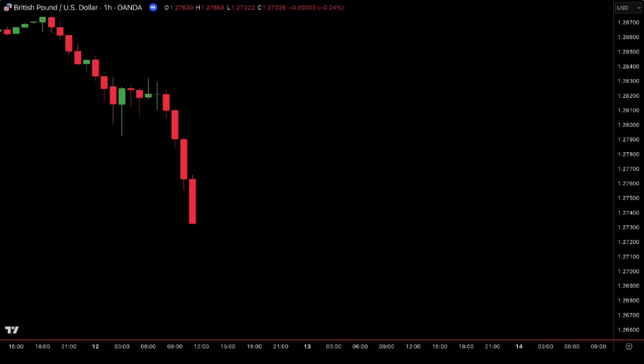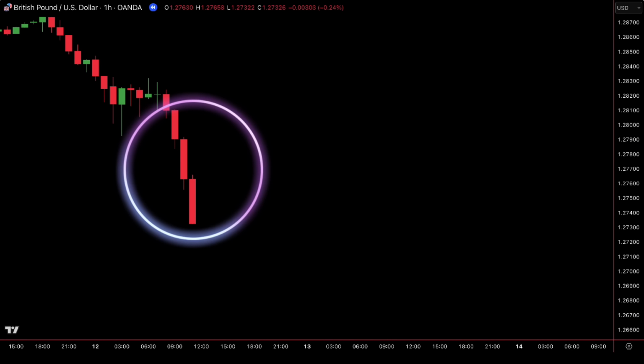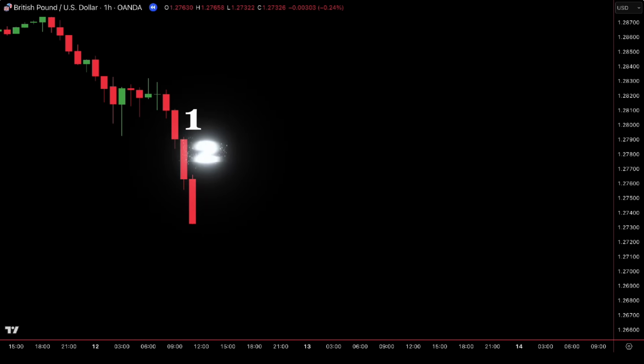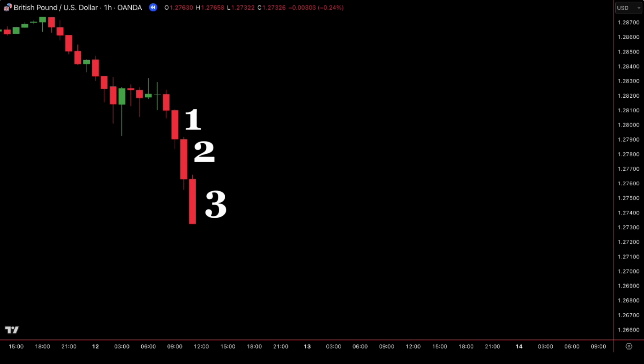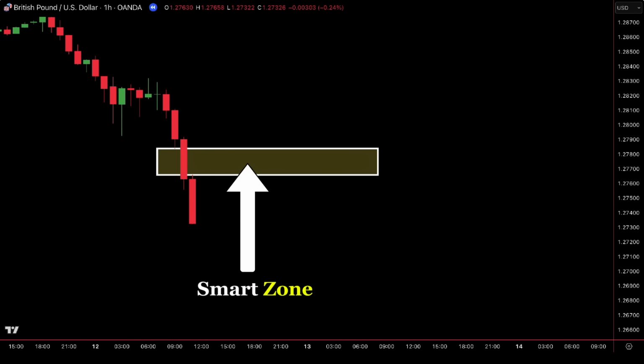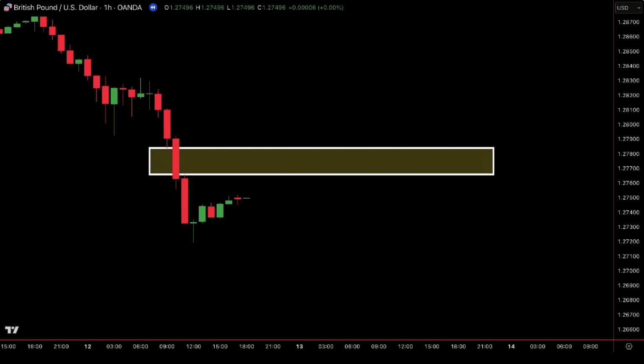Look at this chart example. As you can see, the market was clearly trending down, and then it began to accelerate. Right here, the market forms a strong red wall pattern. This is the first candle, followed by the second and then the third, sealing the move. At this point, we draw our zone, the area between the high of the first candle and the low of the third. Now watch what happens when price returns to that zone.